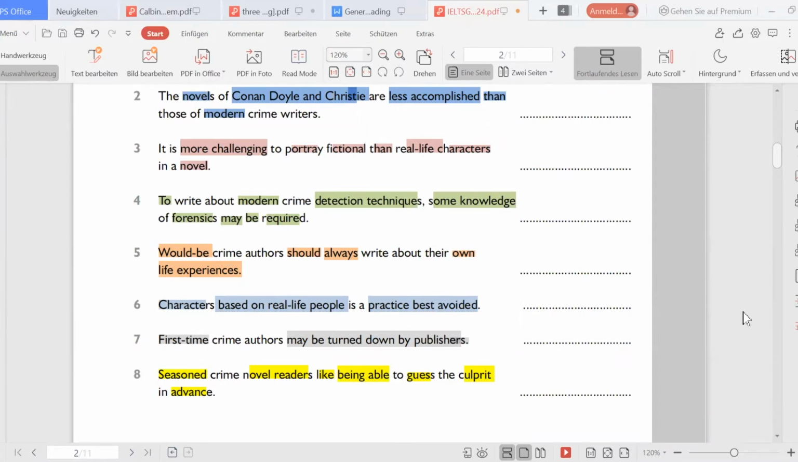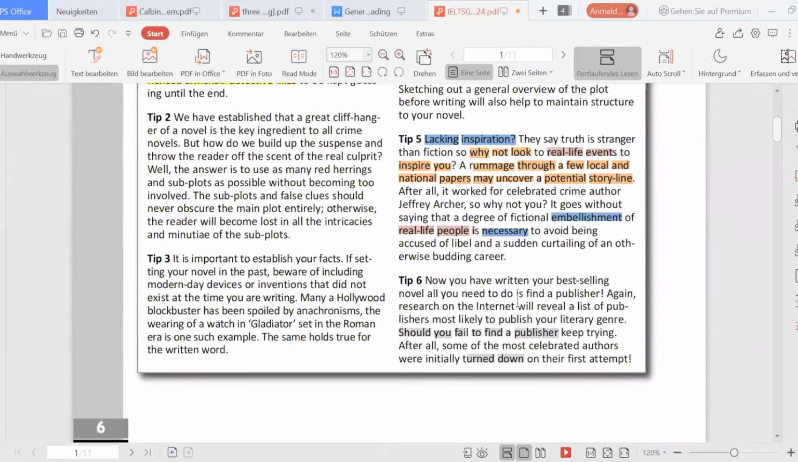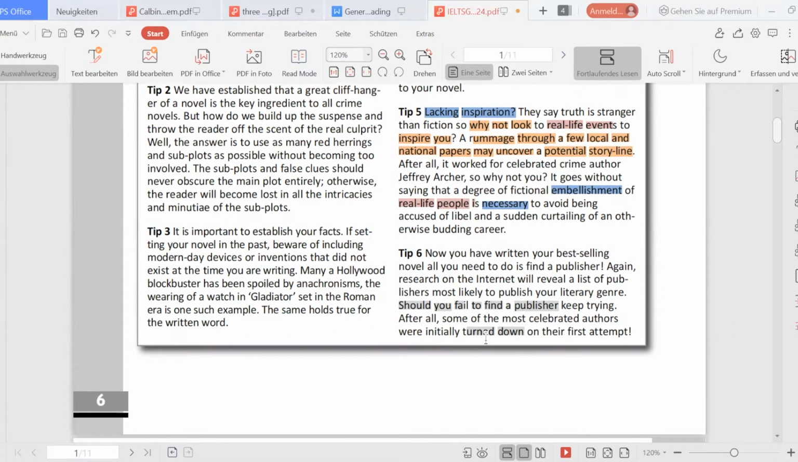And so what are you waiting for? And then you've got the statement, should you fail to find a publisher, keep trying. That first time is an interpretation part. So basically, should you fail to find a publisher, the whole text is about how to begin to become a writer. And so should you fail to find a publisher, that means your first time trying to find a publisher. So this is a sentence that we need. What does this sentence say?